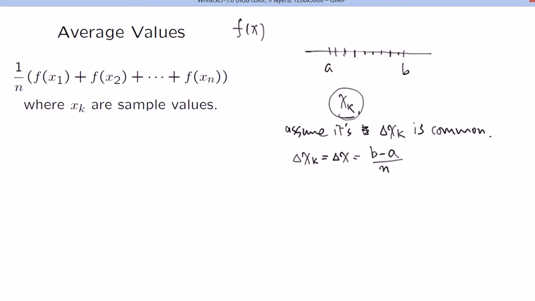All right? So I'm going to write this average value in sigma notation, k going from 1 through n. What's a good expression inside the sigma notation? That it is equal to that one. f of?